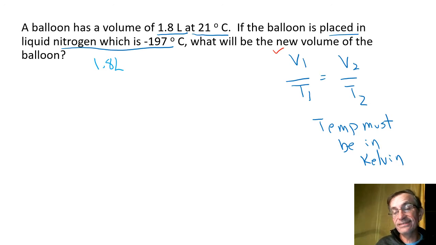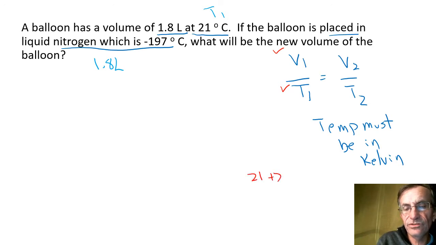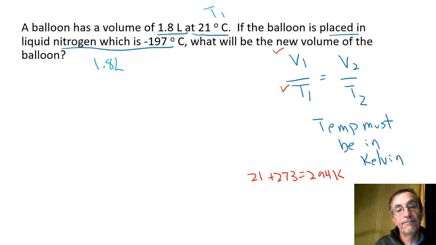Now, 21 Celsius is my beginning temperature, but remember, you can't put it in Celsius. So before I plug that in for T1, I've got to convert it to Kelvin. How do you do that again? You take 21 and you add 273. So on the Kelvin scale, this balloon is starting off at 294. That will be my T1.